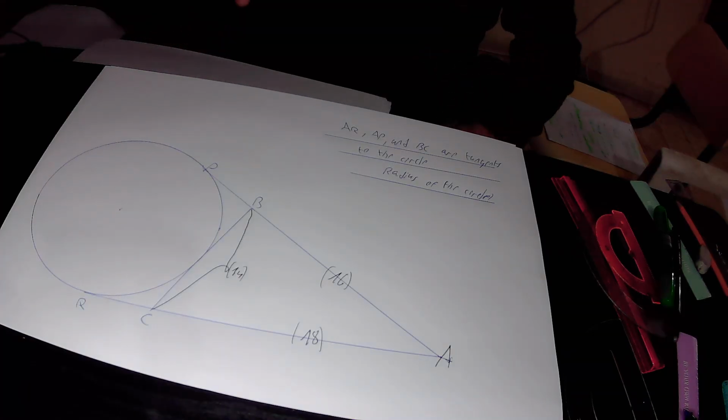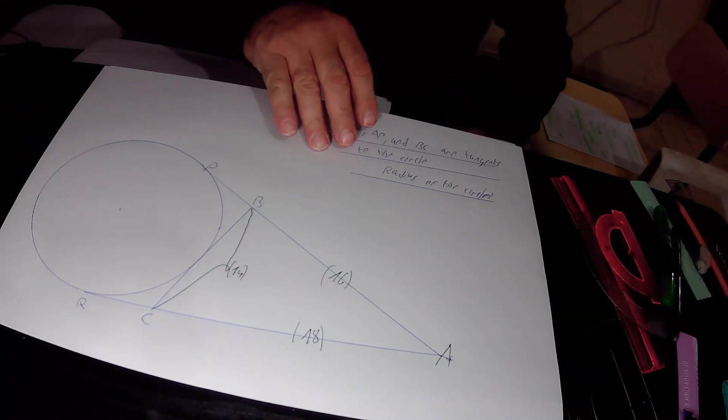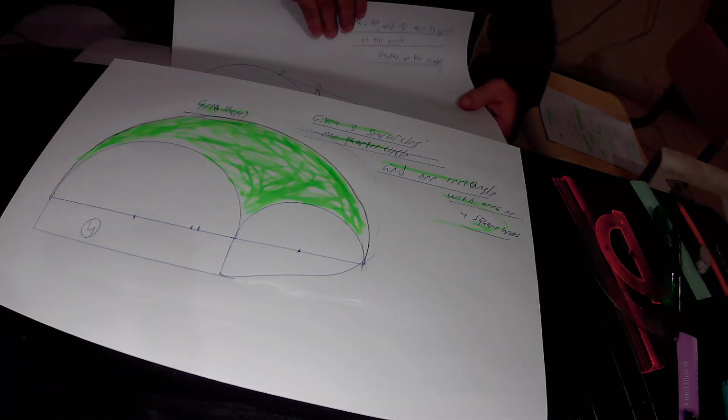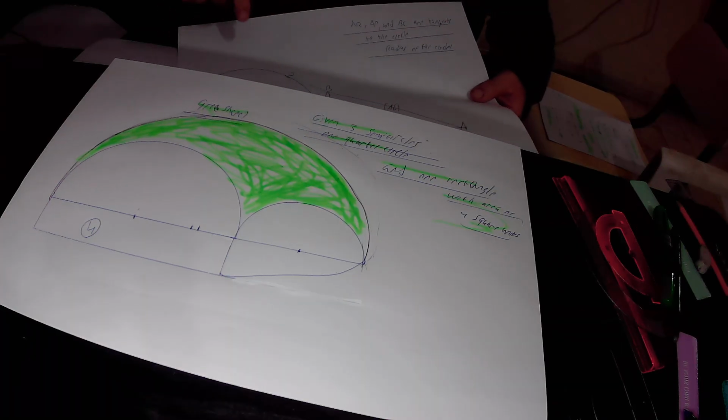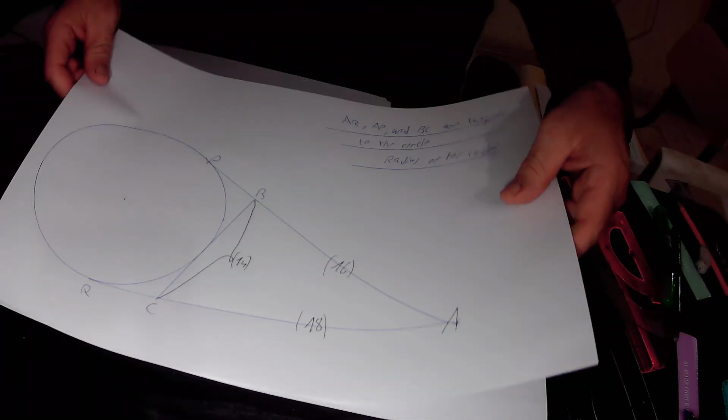Hello, in this lecture we'll answer two questions. In the first question, we'll find out the radius of this circle, and in the second question, we'll find out the area of this green shape. So we'll start with the first question.